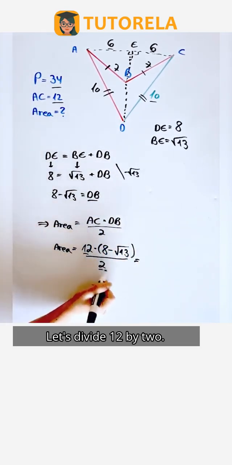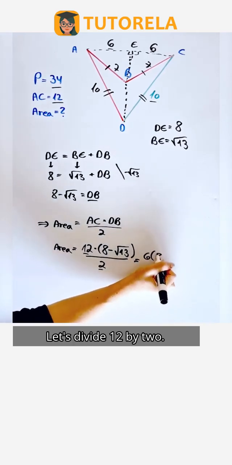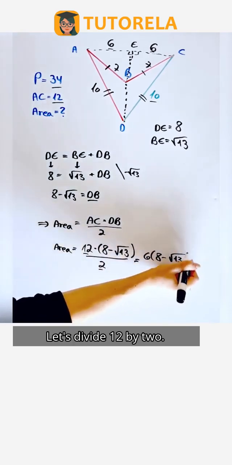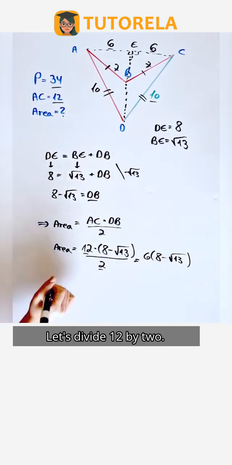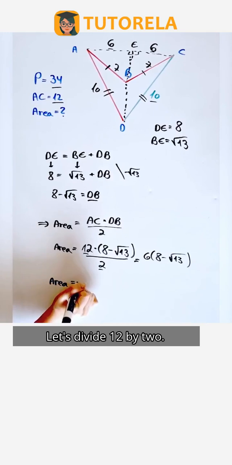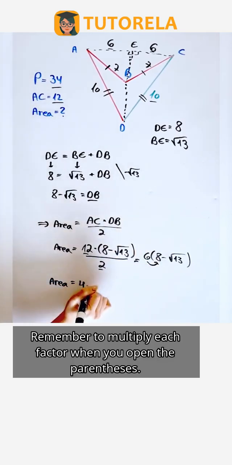Let's divide 12 by 2. Remember to multiply each factor when you open the parentheses.